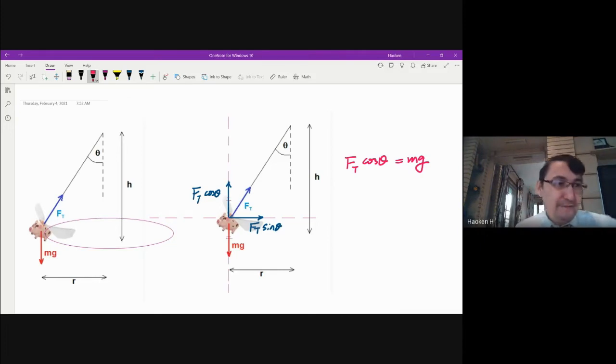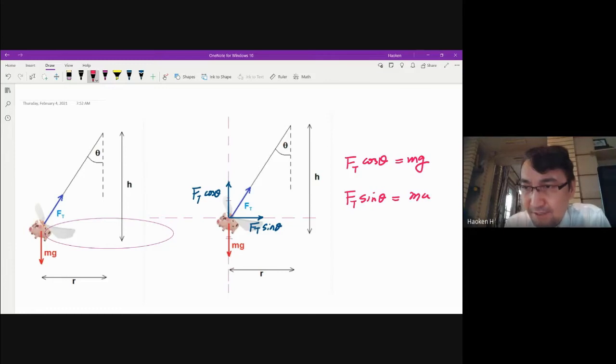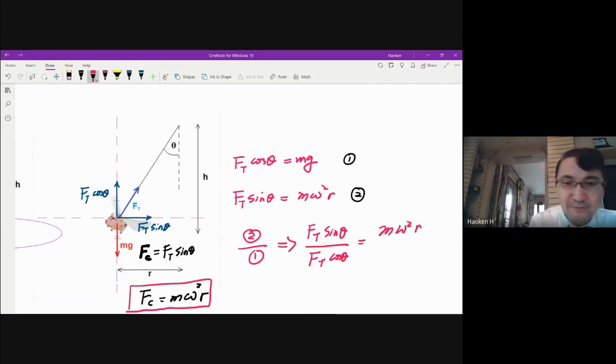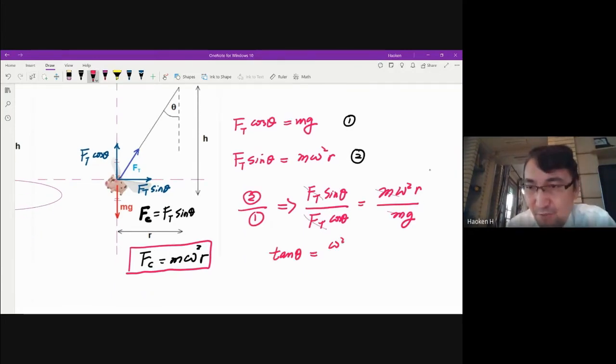As you know, just now the bird is moving in circular motion, so the horizontal component provides the centripetal force. So Ft sine theta equals m omega squared r. And we have omega squared r over g. Very beautiful.